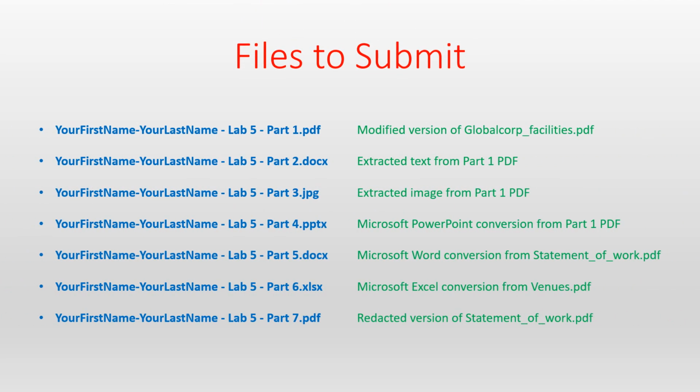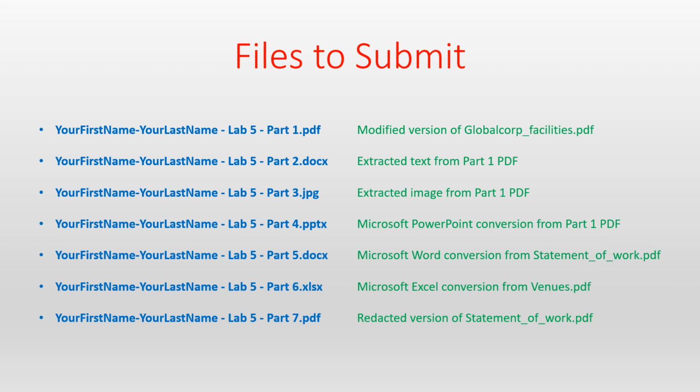Okay, we're going to go over the files you're going to be turning in because there are 7 of them, just to review what they're supposed to be. Part 1 is a PDF. It's a modified version of that Global Corp file that you first open. Part 2 is going to be some sort of word processing file with the extracted text from Part 1. That could be a docx or some other type of file. Anything is fine as long as it's a word processing file. Part 3 is extracted image, that is a JPEG.